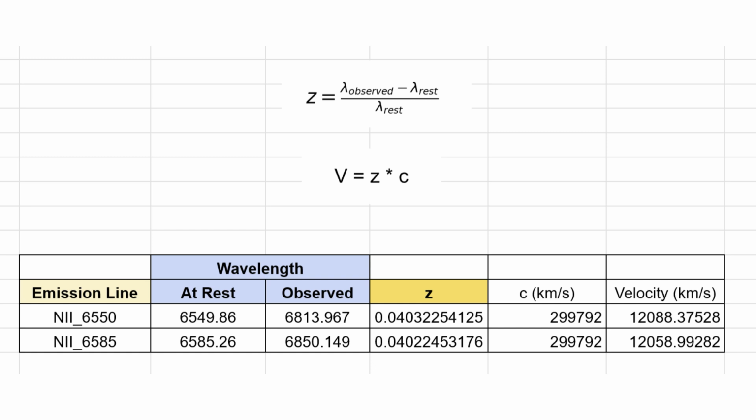Now, when you plug that z of 0.04 into the velocity formula, v equals z times c, you get a velocity of roughly 12,096 kilometers per second. Wow, 12,000 kilometers per second. That really hammers home the scale we're talking about, just immense cosmic motion.